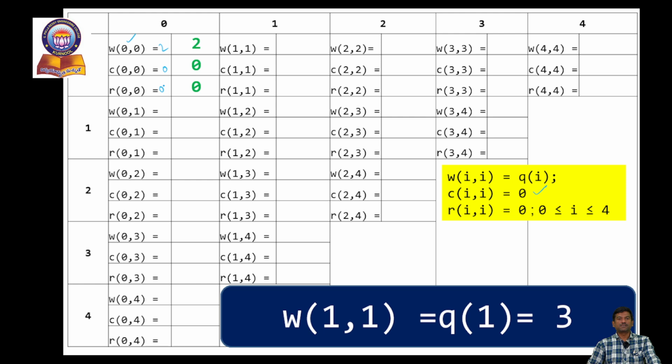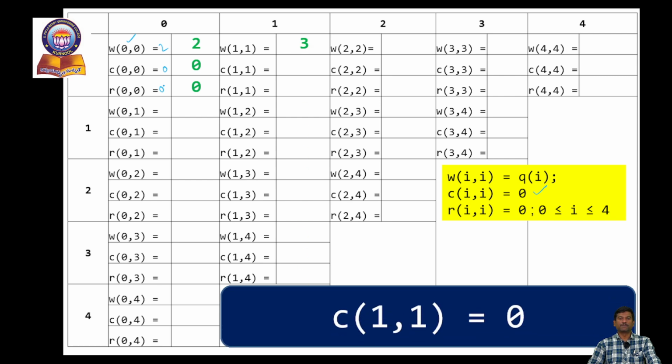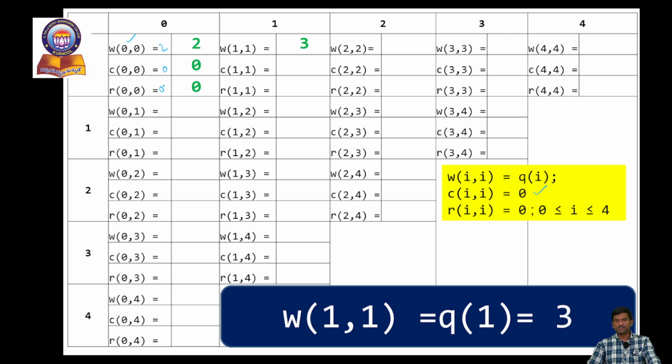The next thing is, if you need to find W of 1, 1, then what is the formula? That is W of I, j. Because the I value is equal to the j value, the same values are stored. So W of 1, 1 equal to Q of j, that is given as Q of 1, that is equal to 3. So 3 is stored. And how do you get this 3 value? In the question itself, it has been given.